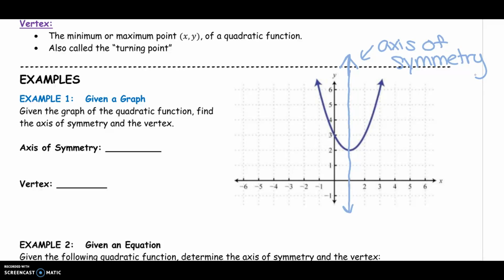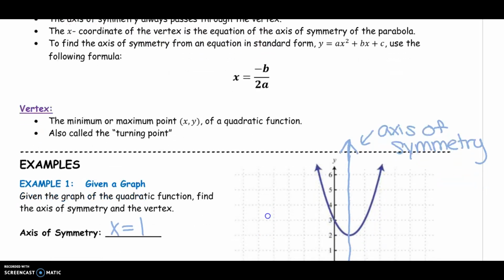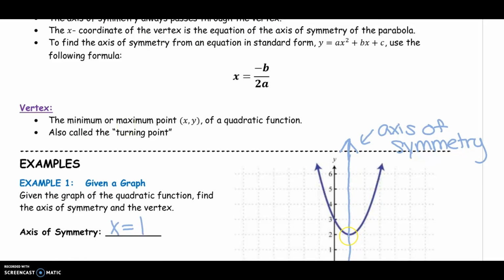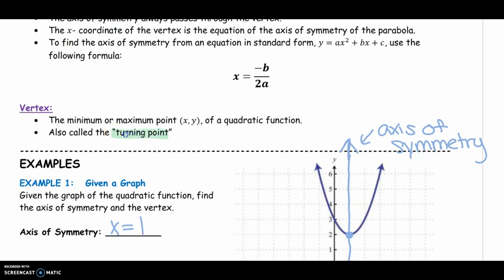Okay, so now we need to write an equation to represent that line. Well, this line passes through the point x equals 1. The equation of this line is x equals 1. Okay, so a few things. The axis of symmetry always passes through the vertex. So remember, the vertex is that minimum or maximum point right here on the graph. Sometimes we call it the turning point because it's where the parabola starts to change direction.